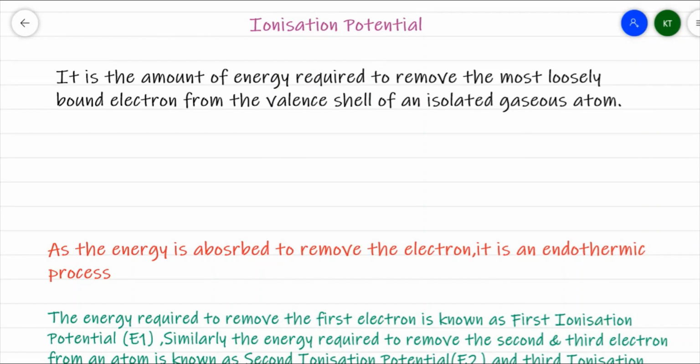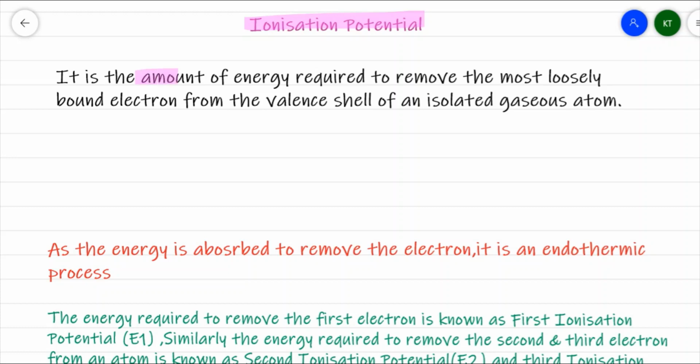In this video, video number 3, we are going to look into the second periodic property, that is called ionization potential. It is also known by another name, ionization energy. So what is this ionization potential? In short, it's also denoted as IP.